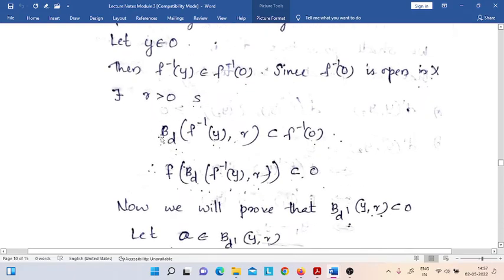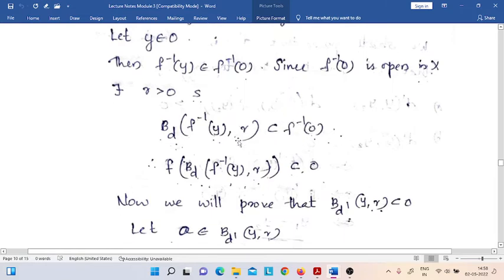the open ball, where B is the open ball with respect to the metric D, about the center f inverse of y. Here f inverse of y acts as the center of the ball, and the radius is specified. So B_D of f inverse of y comma r, an open ball, is a subset of f inverse of O.